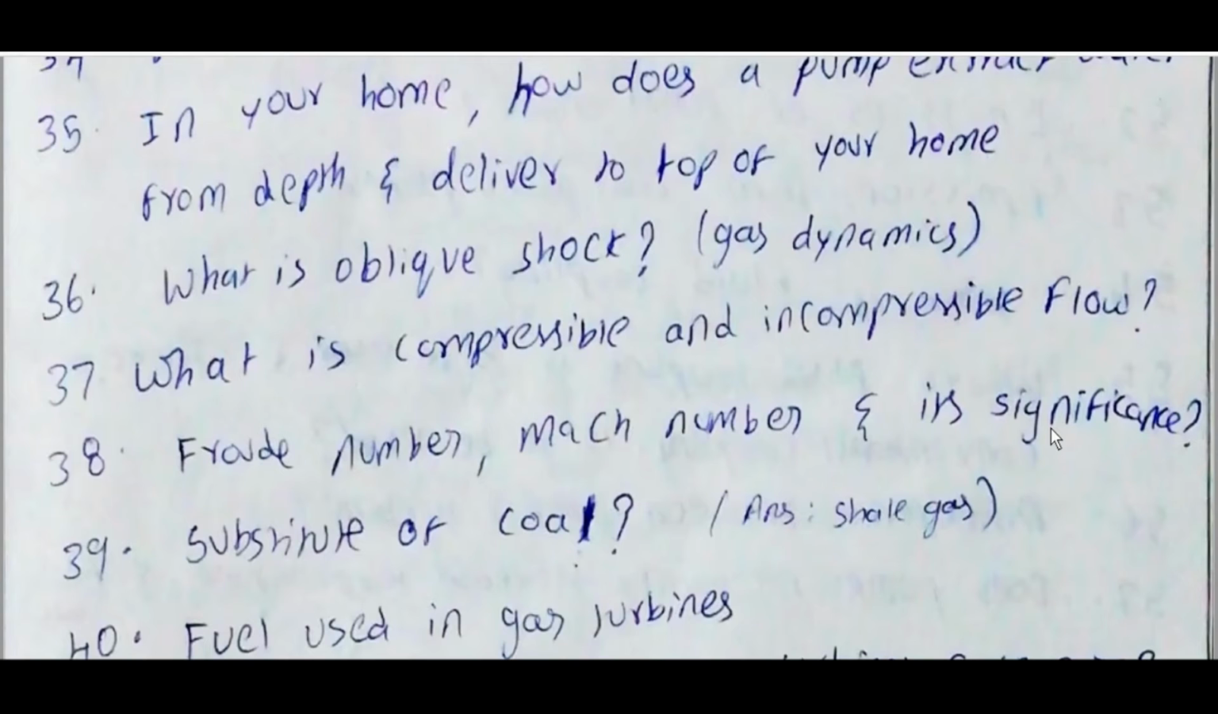Mach number is equal to the root of inertia force by elastic force, which is equal to V by root K by rho, which is equal to V by C. C is equal to the speed of sound. Mach number is used to differentiate the type of flow of vehicles like aircraft, including rockets, moving by their speed.